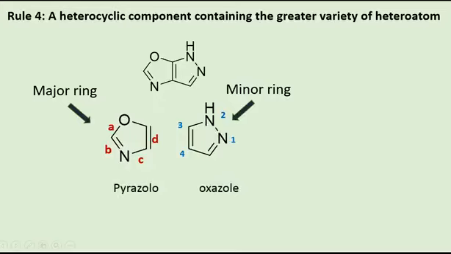So this is a pyrazole. So pyrazolo. And this is an oxazole. Oxazole means 1,2 oxazole only. Okay. So let us say if the oxygen is over here, it will become isoxazole. So that's why oxazole means this.